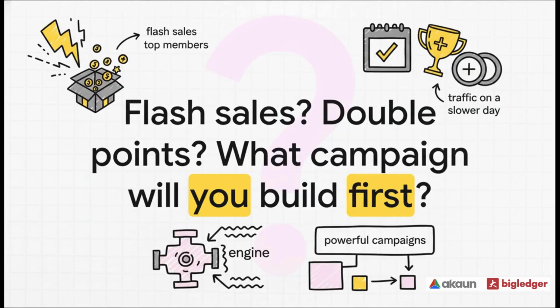So now that you know the basic recipe, just think about the possibilities. You could do flash sales for your top-tier members that only last a few hours. Or what about a double points Tuesday to get more people in the door on a typically slow day? The engine is there. The only question left is, what amazing campaign are you going to build first?